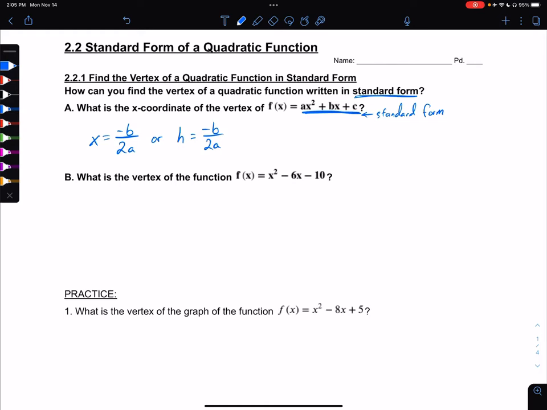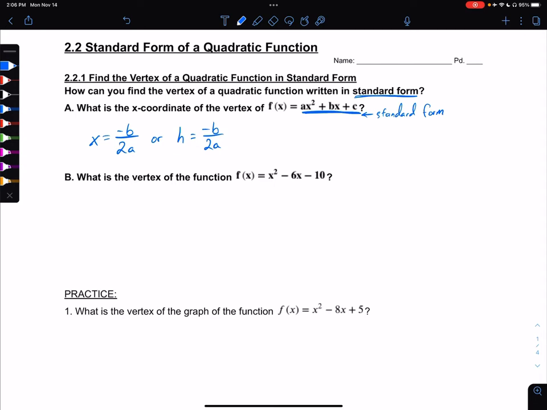Don't worry about where this is derived from. Ultimately, it does come from vertex form and a combination of vertex and standard form and some substitution and manipulation of the equations. But just know that that's the formula. That's what we're going to use. So that's all for part A. You just want to be familiar with the formula.